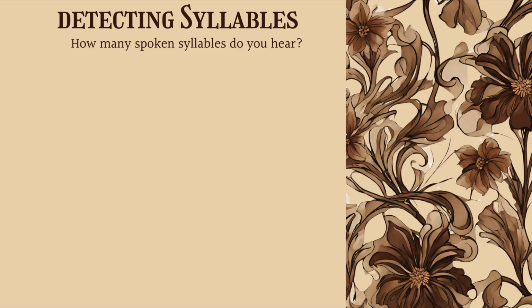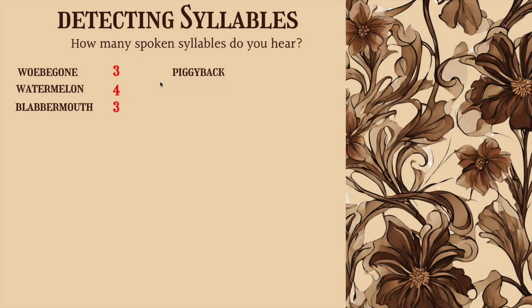How many spoken syllables do you hear? Woe be gone. You should have counted 3 because we have 3 vowel sounds. O, E, uh. Let's try the next one. Watermelon. Look at your vowel sounds. There should be 4 syllables then. Blabbermouth. 3 vowel sounds, 3 syllables. Piggyback. 3 vowel sounds, 3 syllables.